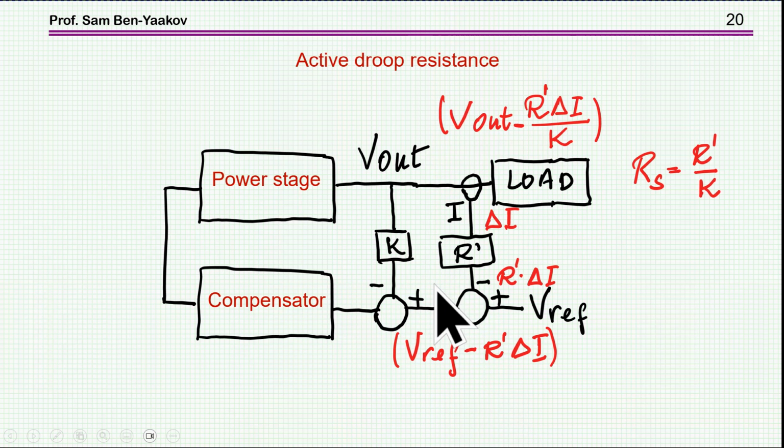Now, using a passive resistor for the droop resistance has its shortcomings, of course, especially the fact that you have power dissipation across this sense resistor. So if you have a high current, the dissipation will be very high. There is a way to overcome this by implementing an active droop behavior in the power supply itself.